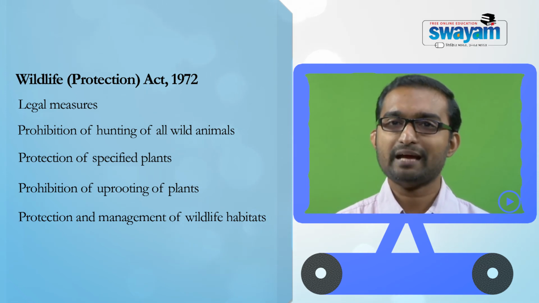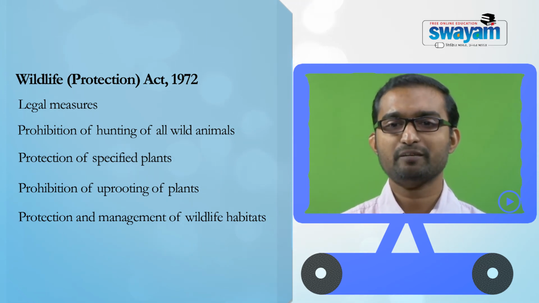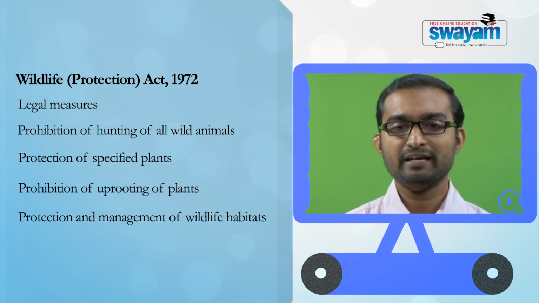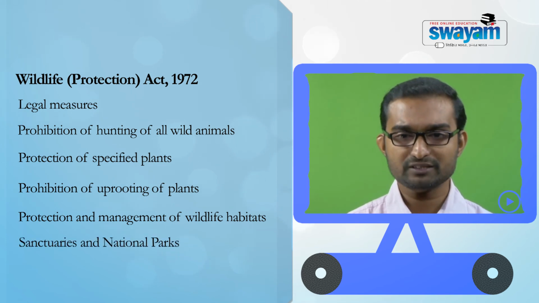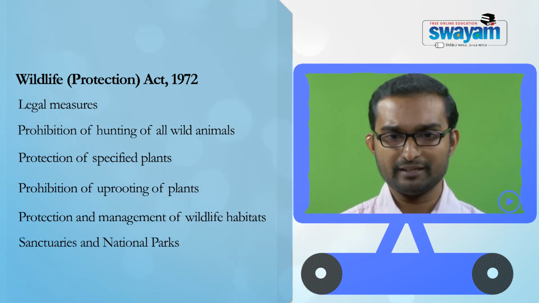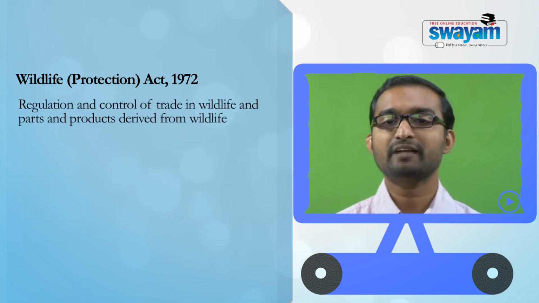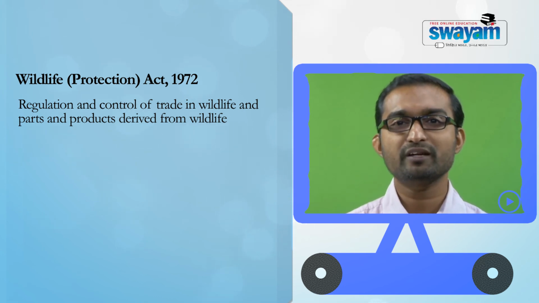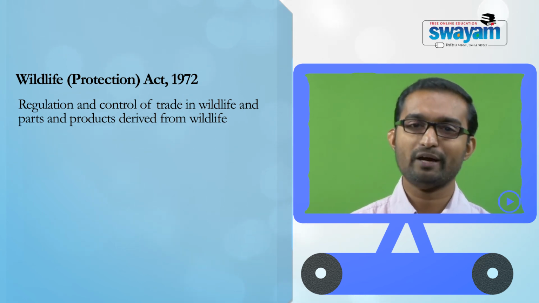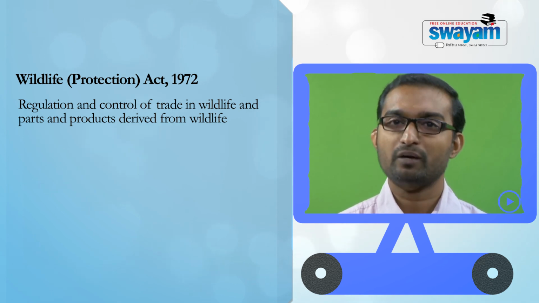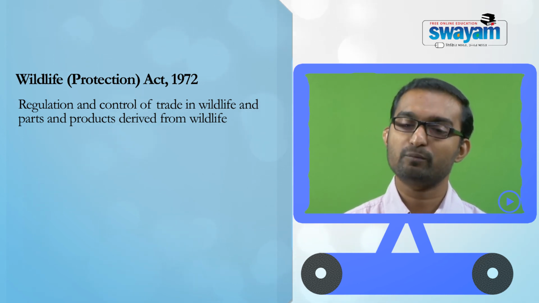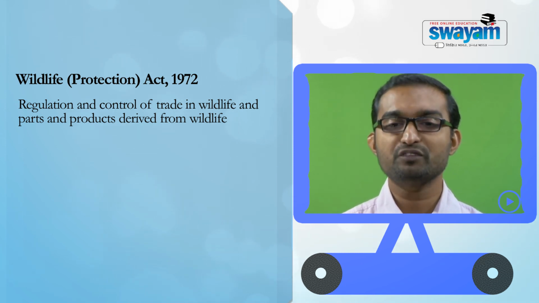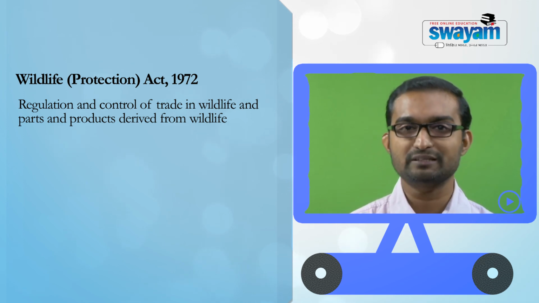So the Wildlife Protection Act 1972 introduced protection and management of the natural habitats of wildlife, mainly in the form of sanctuaries and national parks. And the fourth major legal measure is regulation and control of trade in wildlife and its parts and products, because the huge lucrative market for wildlife products and wildlife trophies is one of the major reasons why the wildlife population is affected. So the Act has provisions that regulate, control or prohibit trade in wildlife.